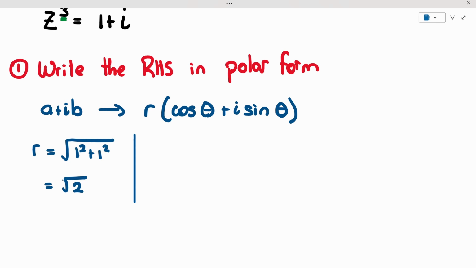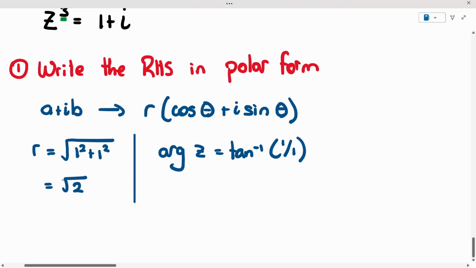The argument is tan inverse of b over a, which is pi on 4. You can check that on your calculator. Why is it tan inverse?